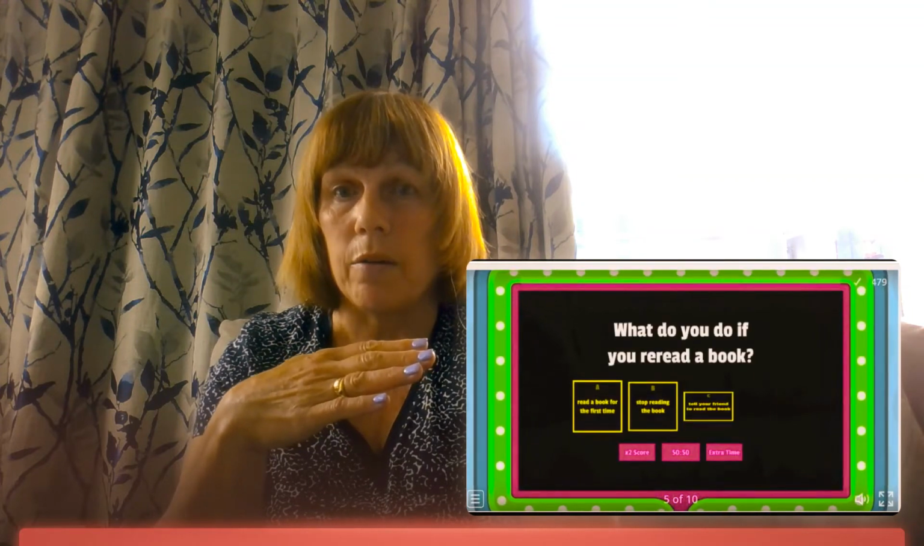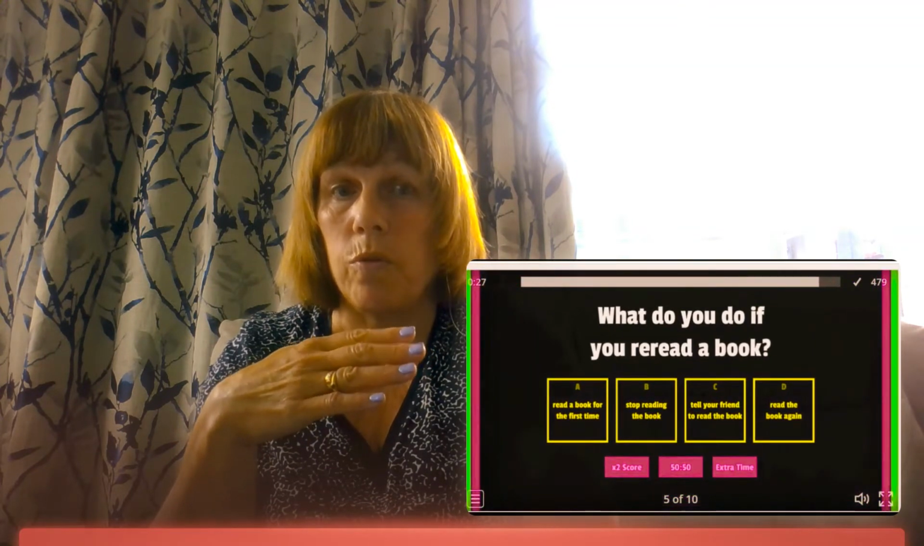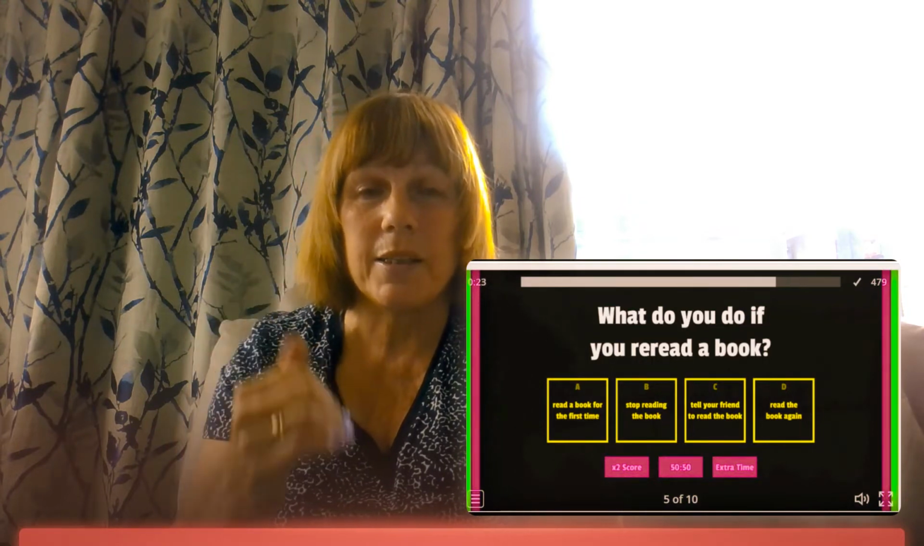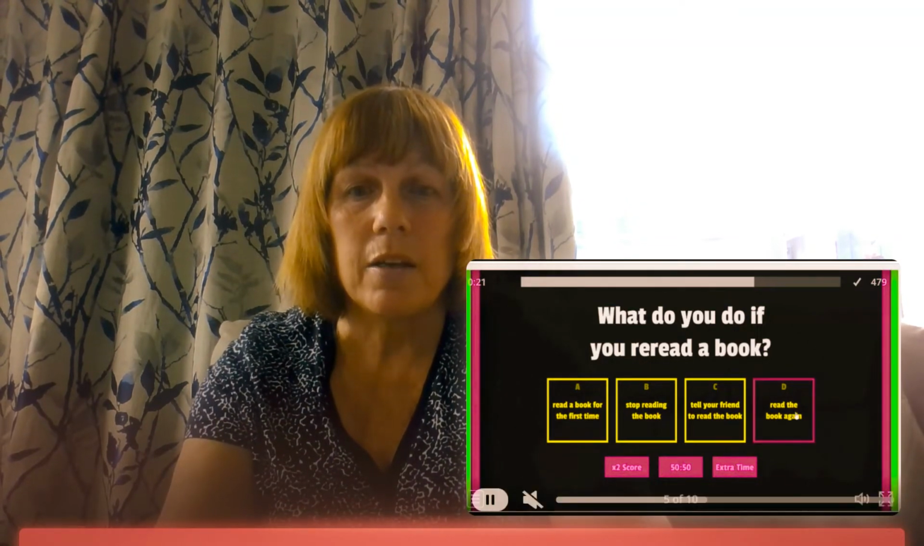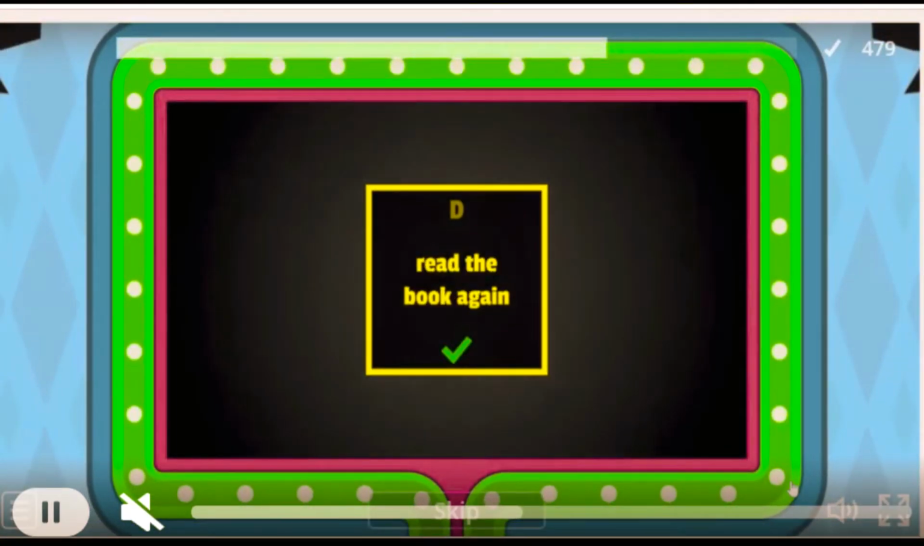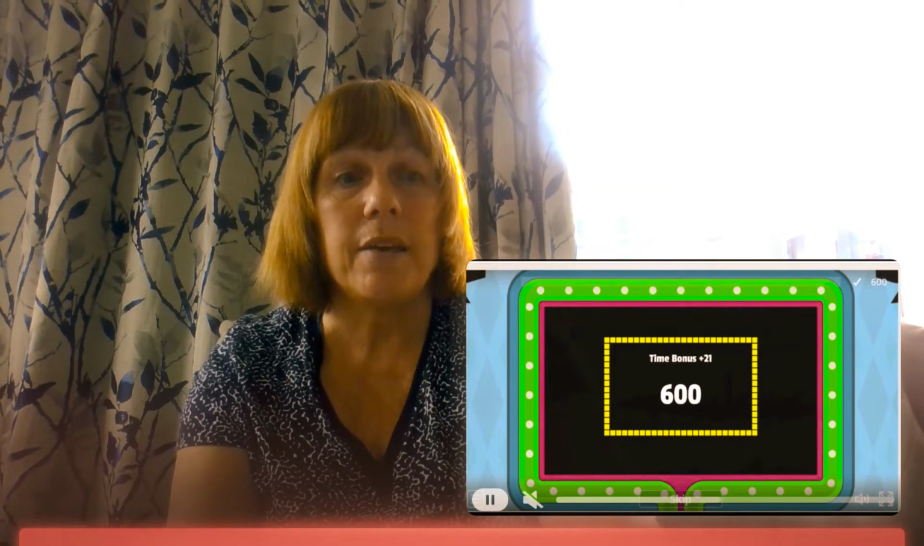And as you work through the game, remember that you're checking, do you know what a prefix is? Can you work out what the word is that you need? So what do you do if you reread a book? Remember, I said that to you earlier, so the answer for that one has to be read the book again. Have a go at that game by using the link from the description below and see if you really understand prefixes.